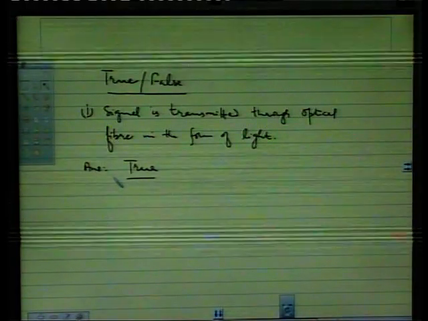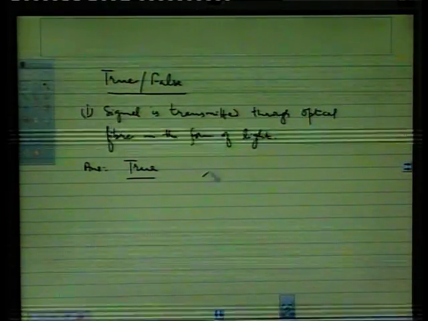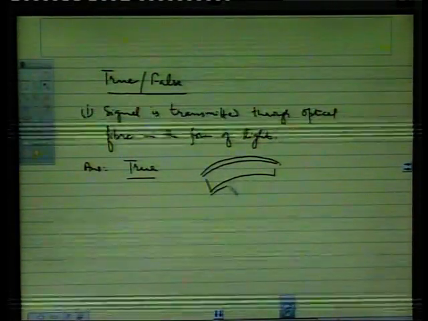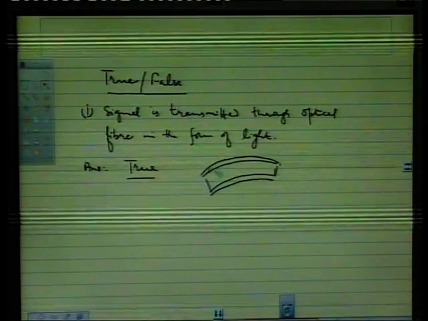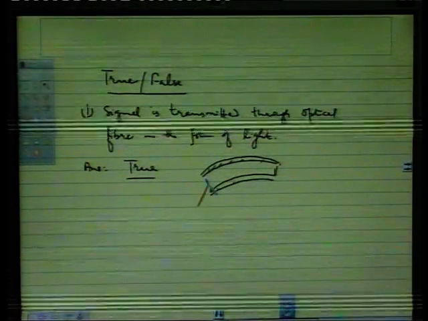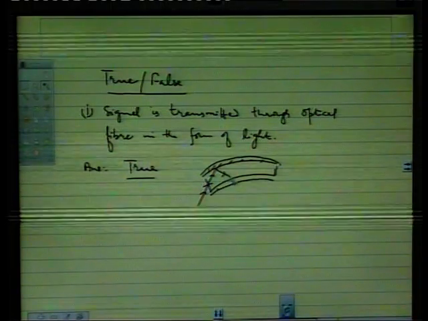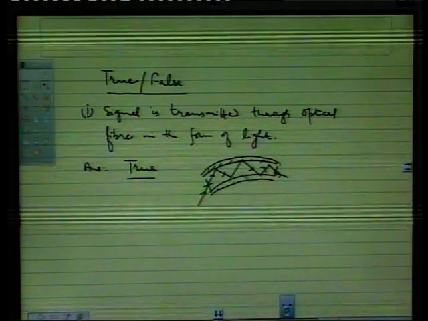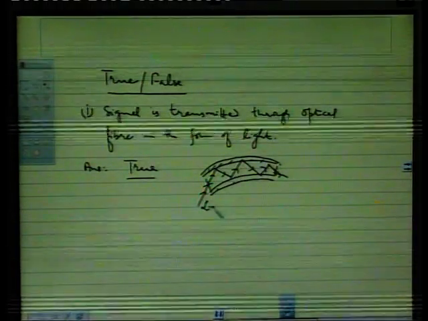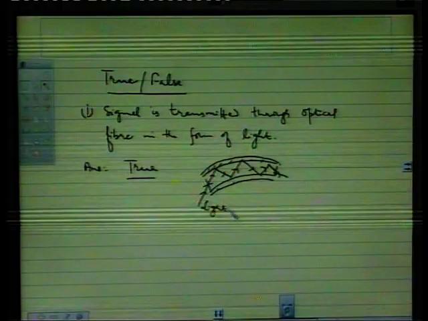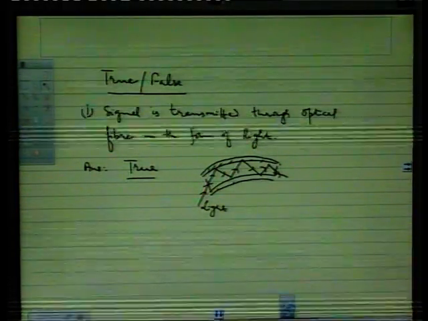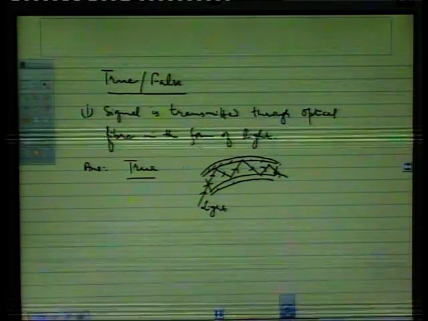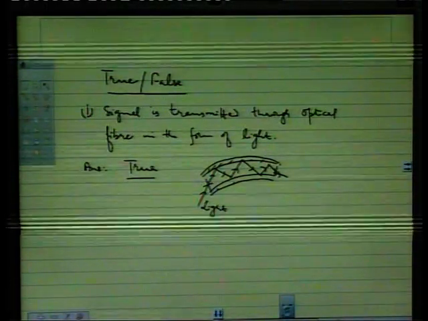Under total internal reflection, we have studied about the optical fibers. This is the core and this is the coating, and this is the signal which is transmitted in the form of light. You are not to make the diagram, but you must know where we have studied this, whether it is true or false. So this is the optical fiber.